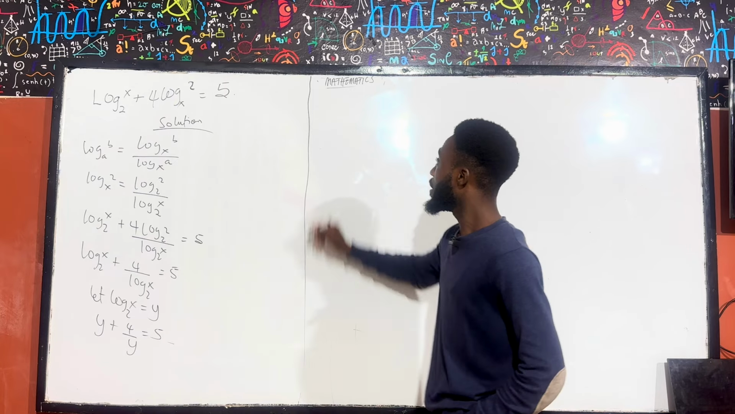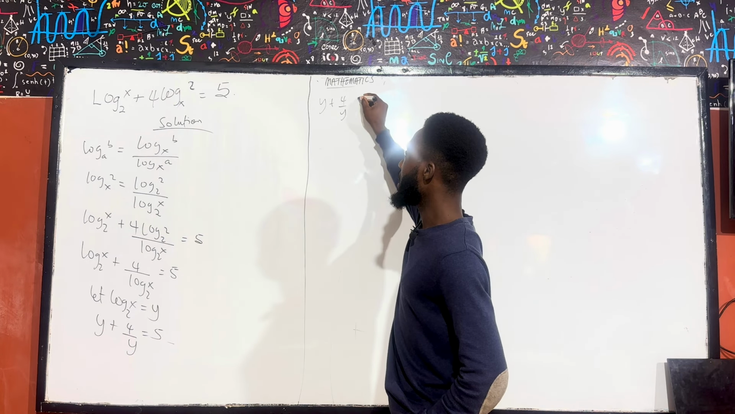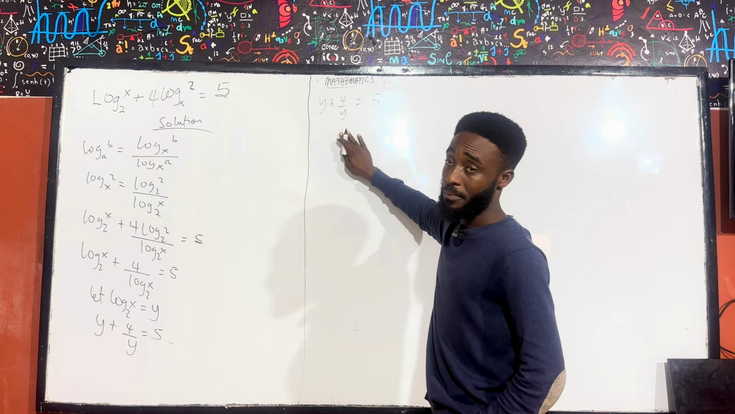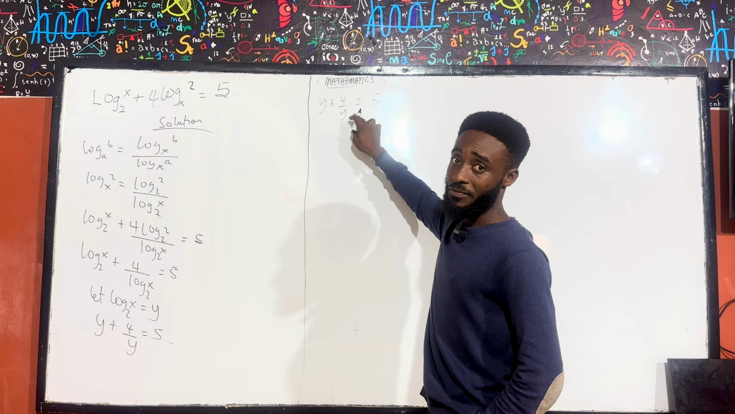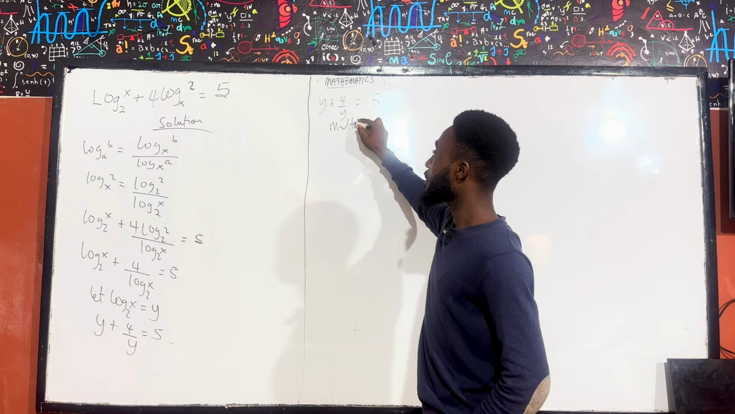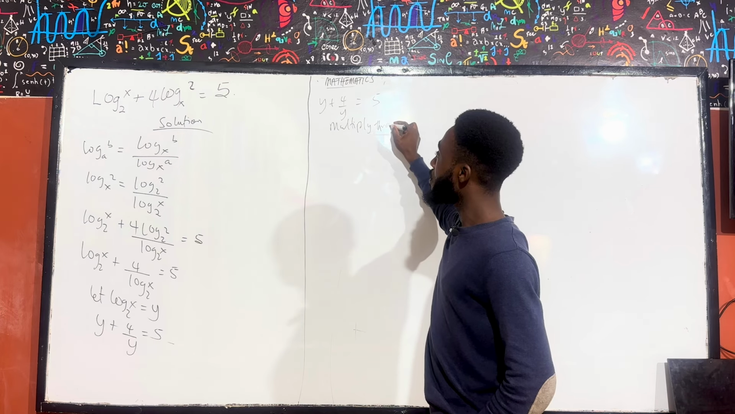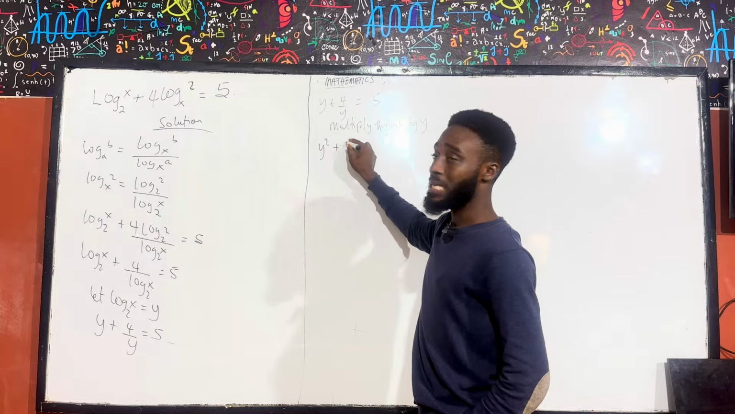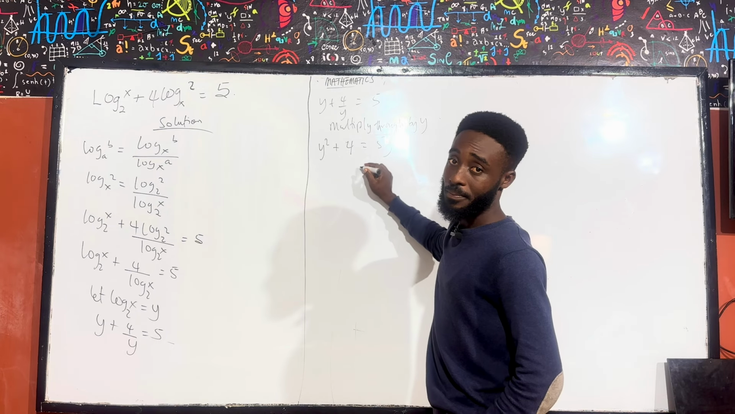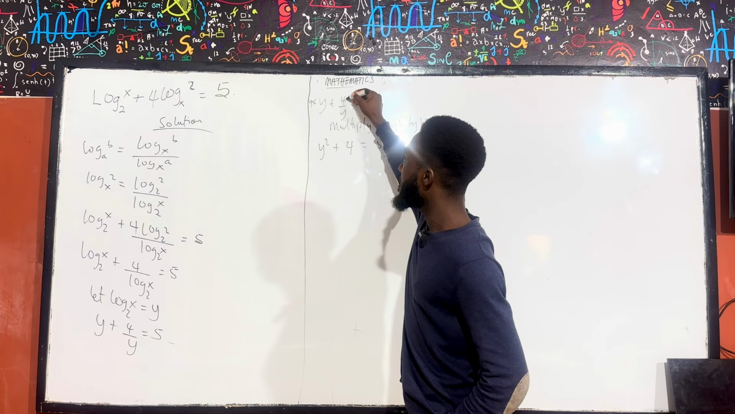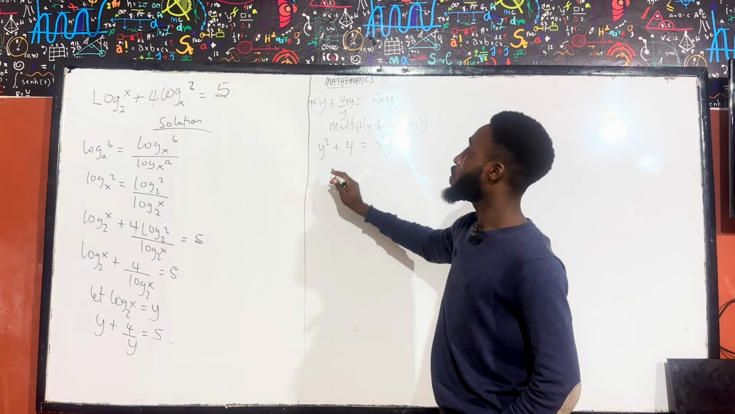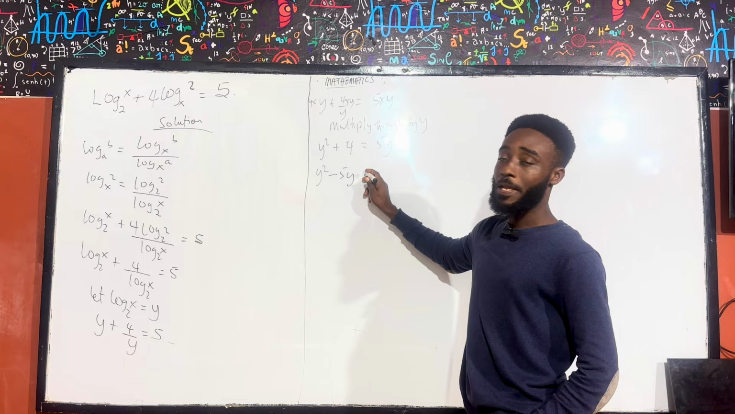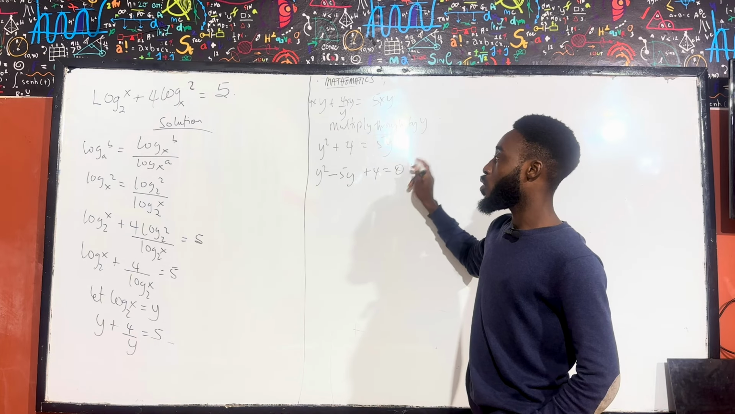And at this point, y plus 4 over y equals 5. I can decide to multiply through by, sorry, by y, so that I can eliminate the fraction. Multiplying through by y, this becomes y squared plus 4 is equal to 5y. So having done this, I can change it to a quadratic equation simply. I'll get y squared minus 5y plus 4 equals 0.